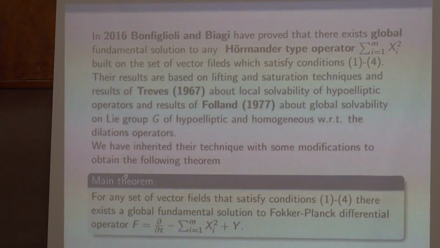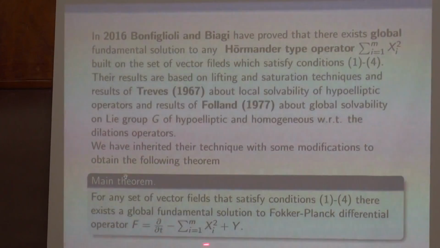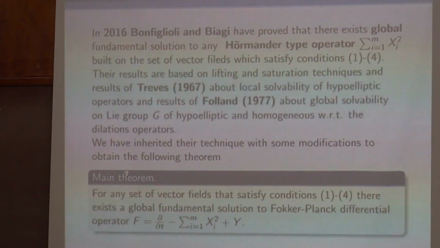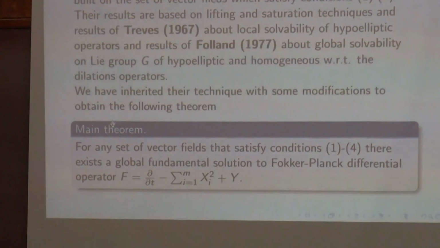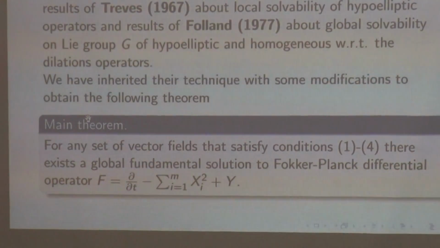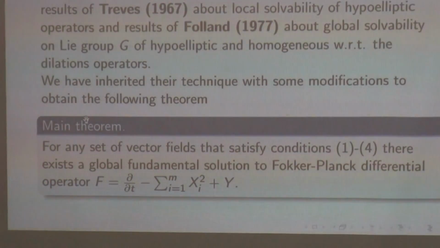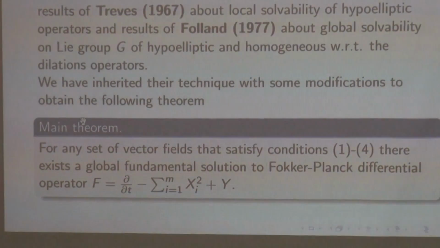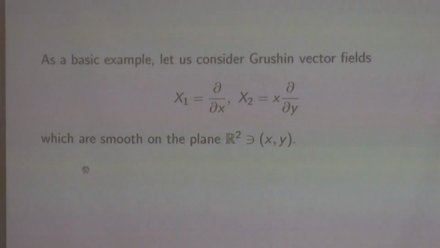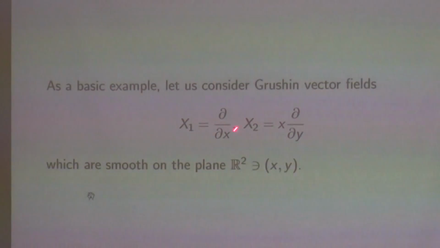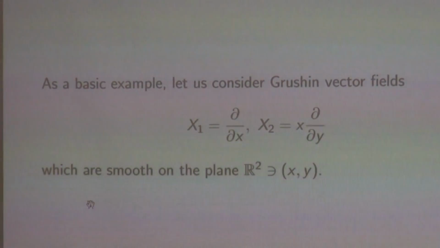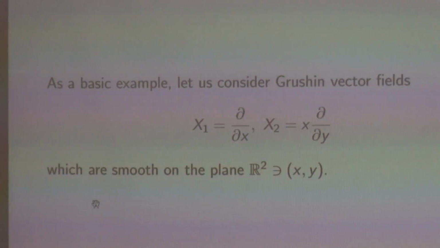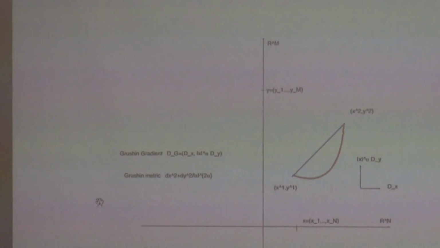And the main theorem is that for the set of vector fields that satisfy the condition I've been talking about before, there exists a global fundamental solution for this operator, and this fundamental solution is smooth enough, and it is invariant with respect to the shift and has a lot of good properties. And a basic example. So let us consider the vector field x1 like this, and the vector field x2 like this with the weight. What can we tell about this?